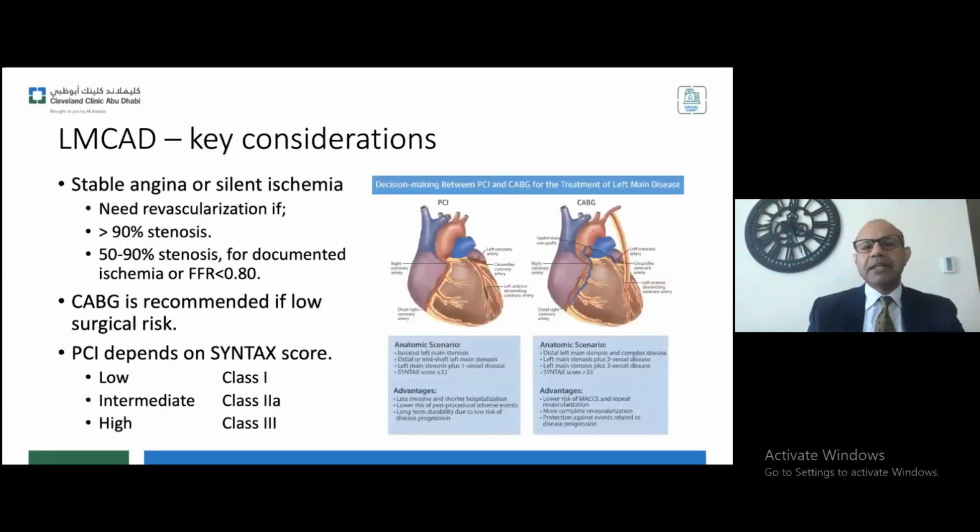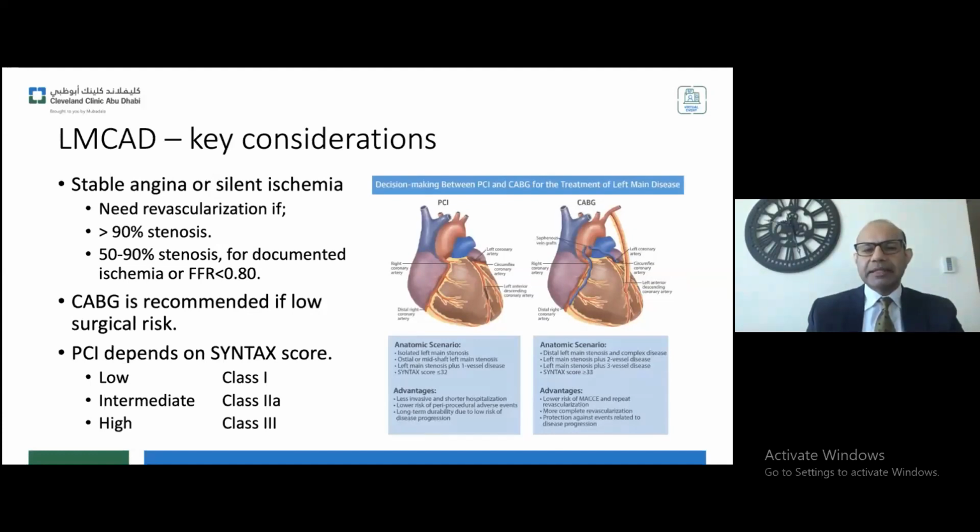So people who have stable angina or silent ischemia need revascularization. The consensus is that if they have greater than 90% stenosis, something needs to be done right away. If they have less than 50% stenosis, then optimal medical therapy is the way to go. The folks who lie in between these two groups are better helped by either documented ischemia or, on physiologic investigation of their coronary anatomy, if their fractional flow reserve is less than 0.8.